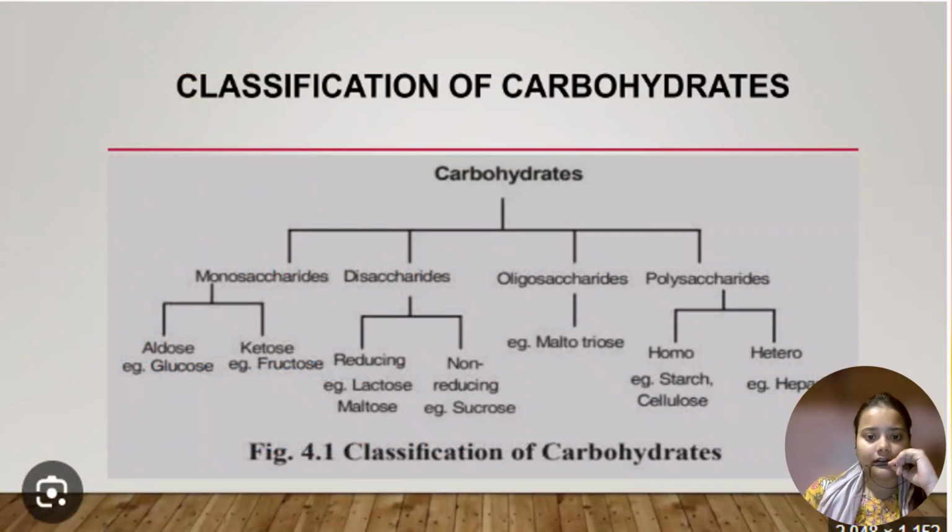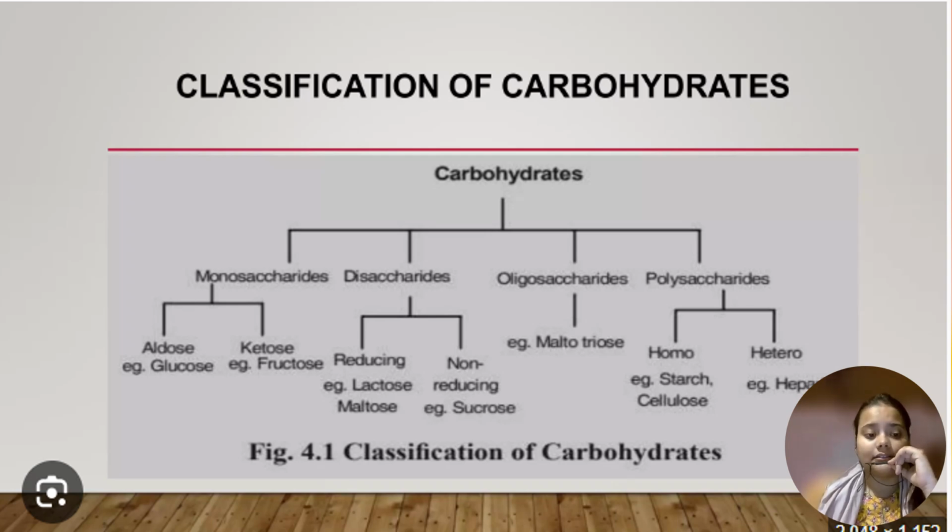So this is the better classification: monosaccharides, disaccharides, oligosaccharides, polysaccharides. You should learn this classification flow chart, and whenever one question is asked about carbohydrates, you should make this flow chart and then explain each and everything with the example.